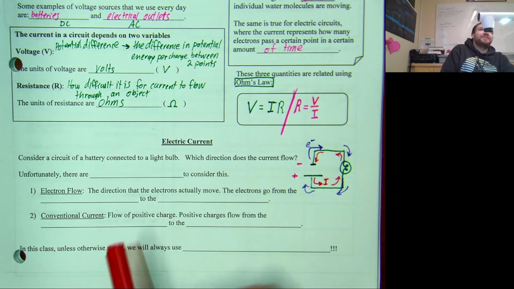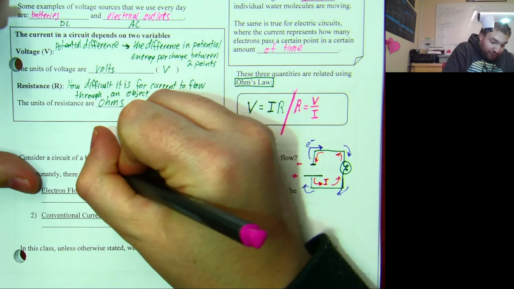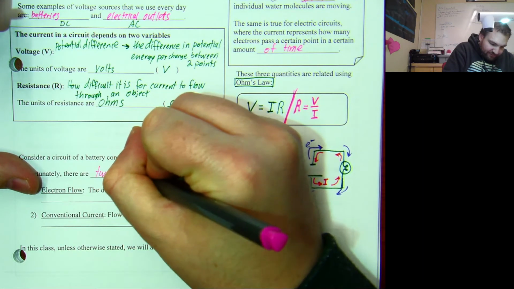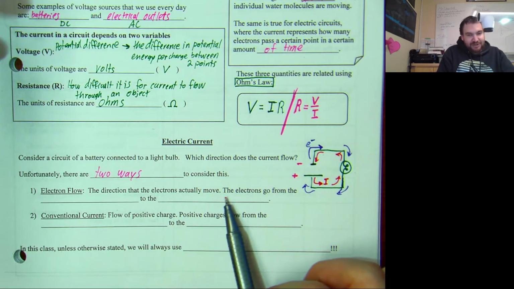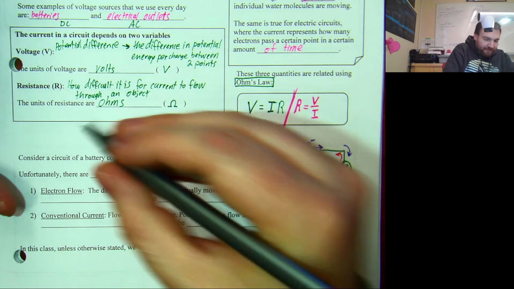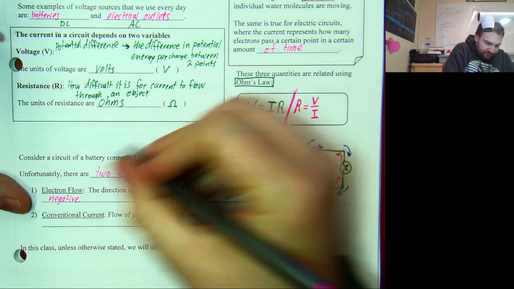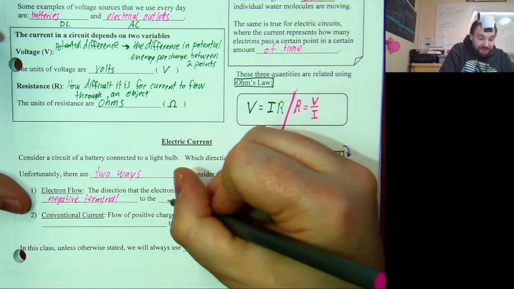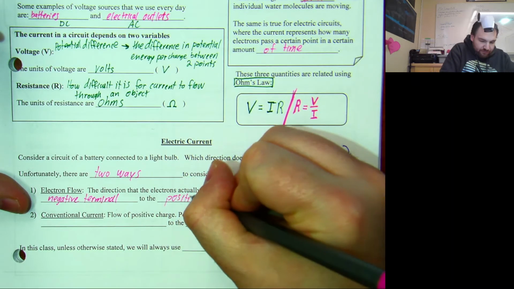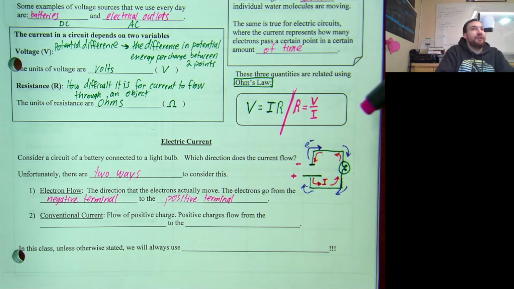So let's now put this into words, into language. There are two ways to consider this. One is by considering electron flow, the directions that the electrons actually move, and the electrons go from the negative terminal on the battery to the positive terminal. That is electron flow.